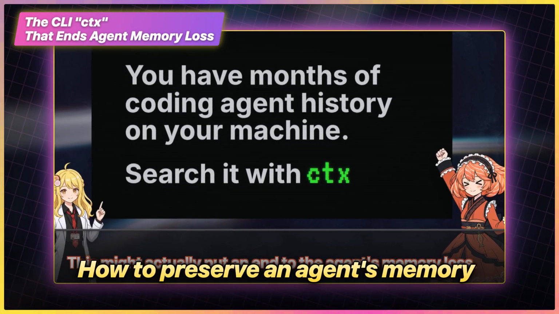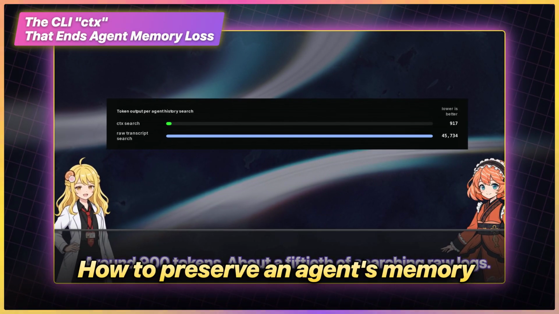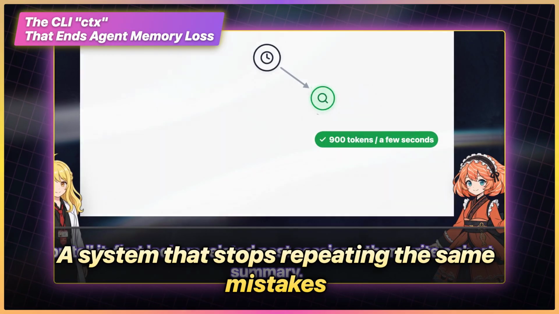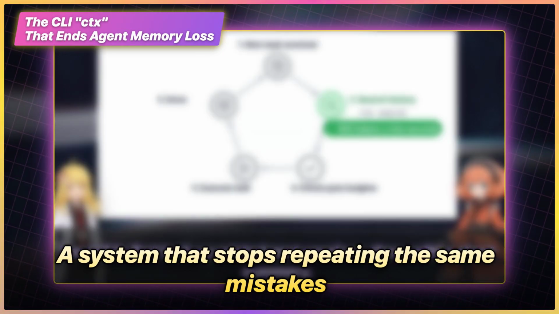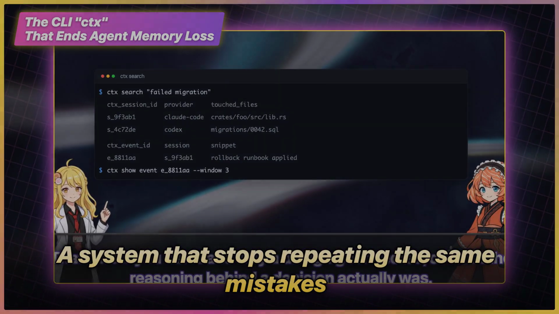This might actually put an end to the agent's memory loss. Around 900 tokens. About a 50th. You tell it first look up related past sessions. That's how you can trace why a design got rejected.